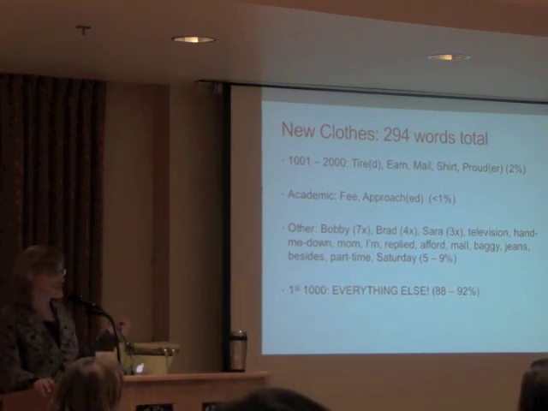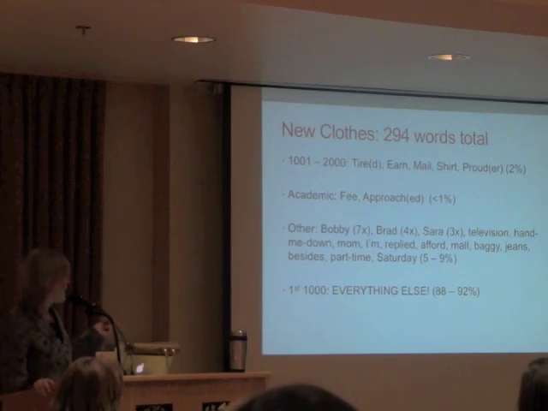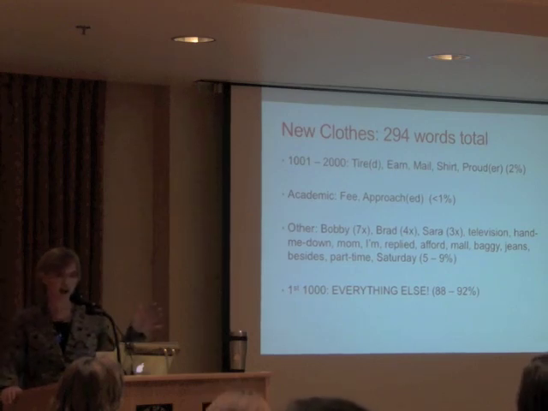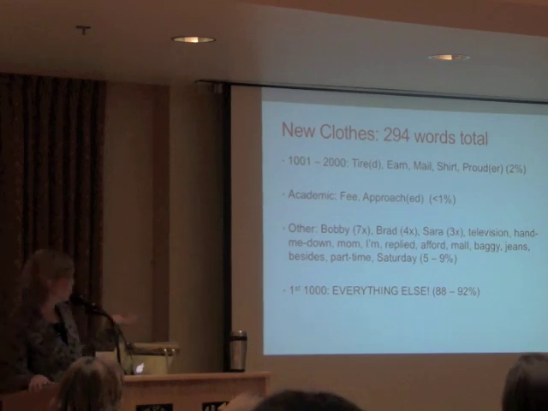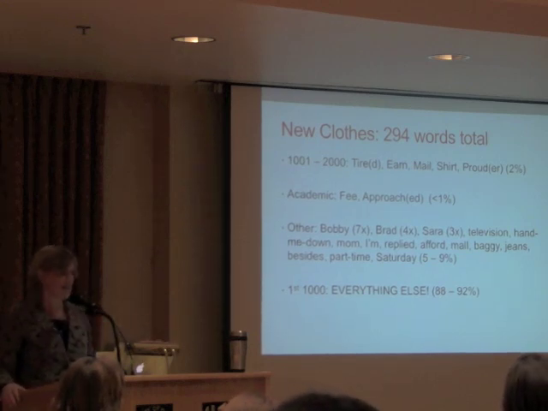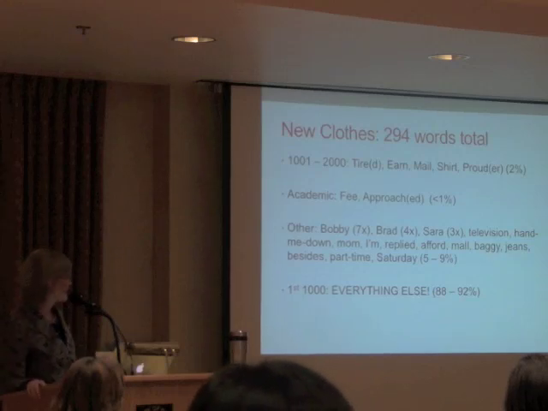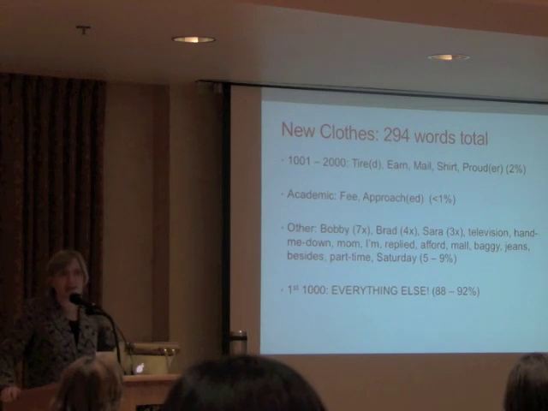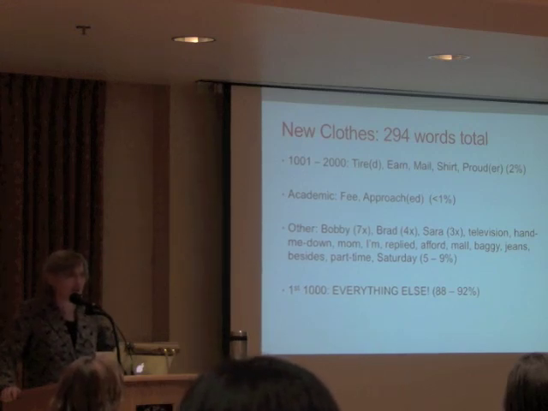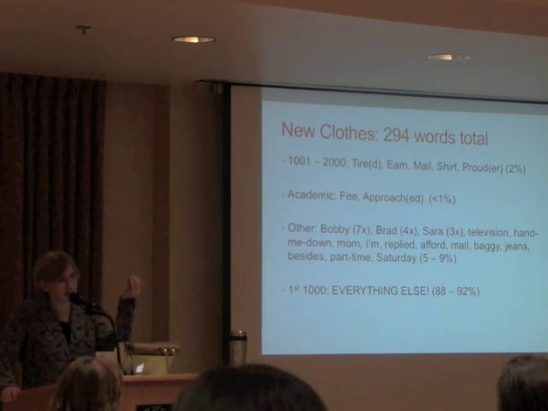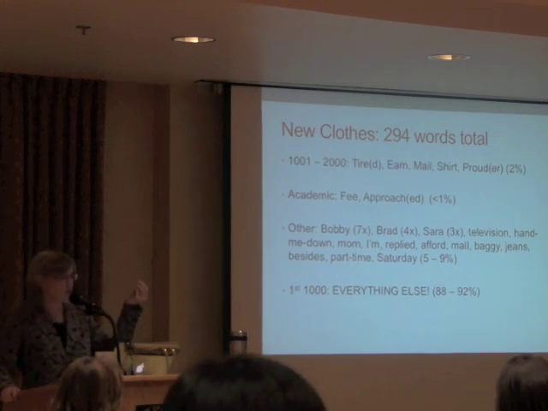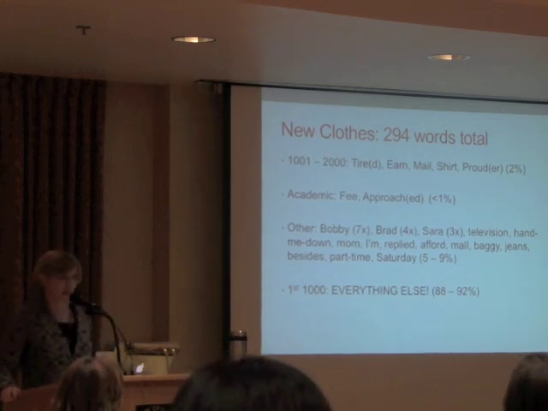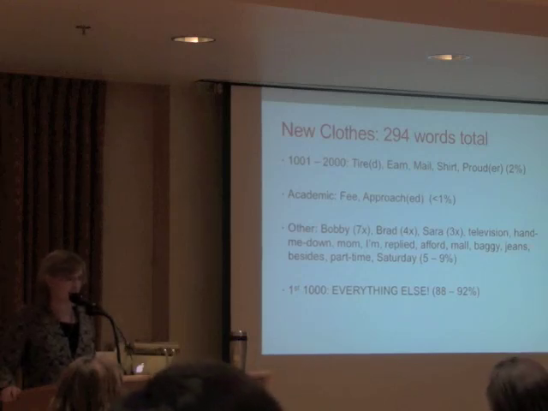There were two words, or less than 1%, that came from academic. There were other words that, depending on how you counted them, accounted for between 5 and 9% of the text: 5% if you only counted Bobby once, as opposed to the seven times it showed up, and vice versa if you counted every instance. Everything else was the first 1,000 words. It's pretty powerful to know that we hold this in our hands in ways that we really can help students make magnificent leaps in their literacy and understanding just by attending to this.